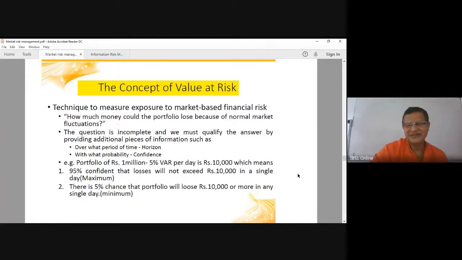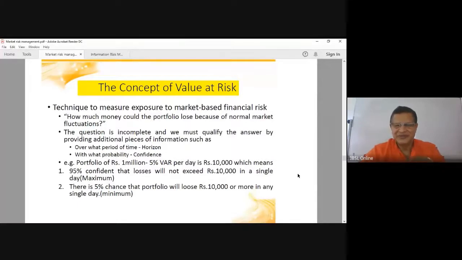The question is incomplete if I just ask how much money you could lose on a portfolio. It doesn't give you enough sense. So I will put this second question: we must qualify the answer, and we can only provide it if we know for how long and at what confidence level, because we are looking at the historical factors. And generally in risk management, we say history repeats. That's why value at risk is based on historical data. This is what has happened in the past.